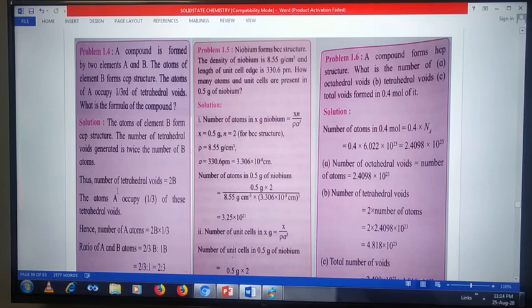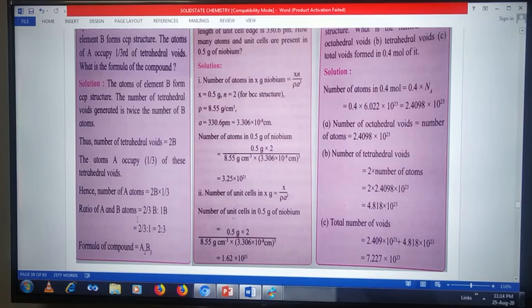And the atoms A occupy 1/3 of these tetrahedral voids. That means atoms A do not occupy all the tetrahedral voids. It is only 1/3 of them. That means 2b into 1/3. So the number of A atoms is 2b into 1/3. Now the ratio of A and B atoms: A is 2/3 B as to 1b, where B atoms are in the cubic closed pack arrangement. So from this we get the ratio 2 by 3 as to 1, or we can say 2 as to 3. So from this we can write the formula of the compound as A2B3. That is the chemical formula of the compound.